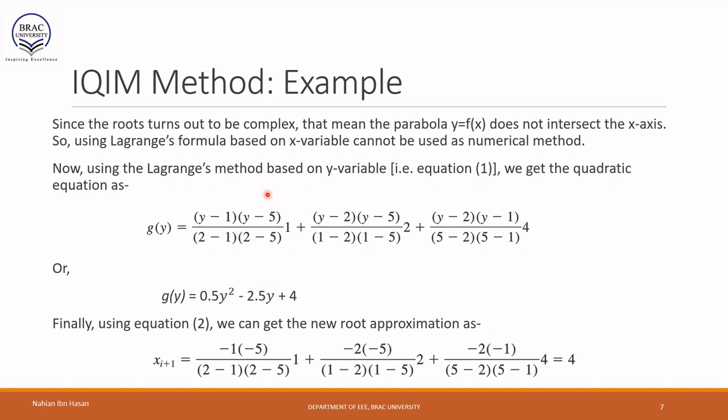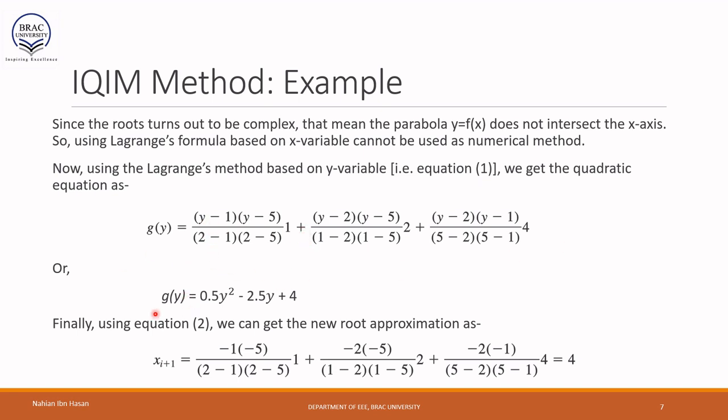That means we are going to use the equation of the Lagrange polynomial which we have seen in a couple of slides before, using the inverse quadratic interpolation method. Once we substitute all the values, remember this is another equation, which is written for the inverse quadratic interpolation method. If we substitute all the y terms and x terms, we will get this equation, which is 0.5 y square minus 2.5 y plus 4. So this is the fitted parabola curve that we are going to use for the IQIM method.